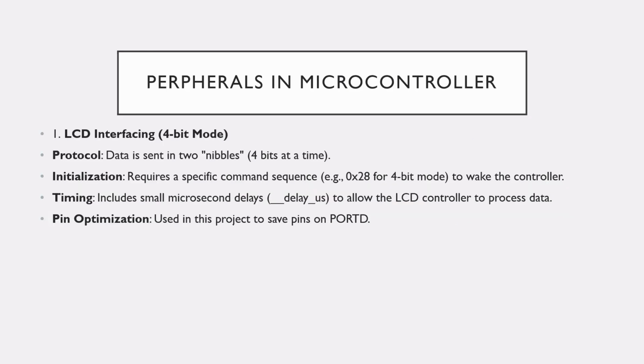Next, coming to the peripherals in the microcontroller. There are a lot of peripherals in the microcontroller. The used peripherals are starting from here. First one is LCD interfacing. In this project, a 16x4 LCD is interfaced in 4-bit mode to save pins. Proper initialization sequences and timing delays are used to ensure reliable LCD operation. This is the first peripheral we are discussing.